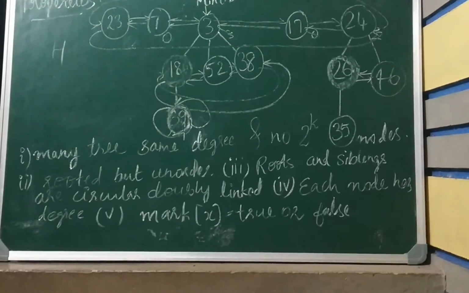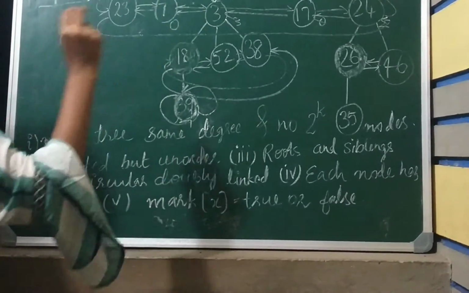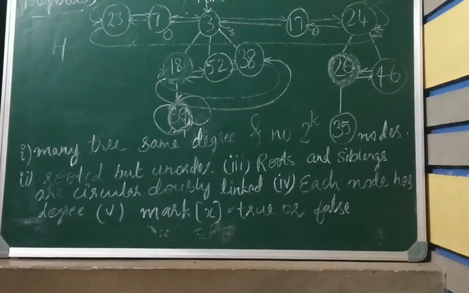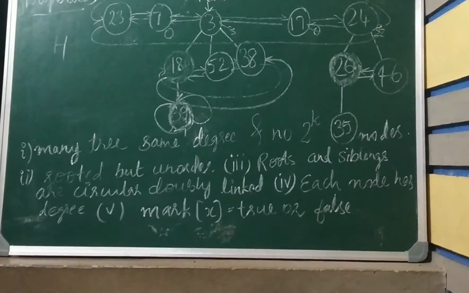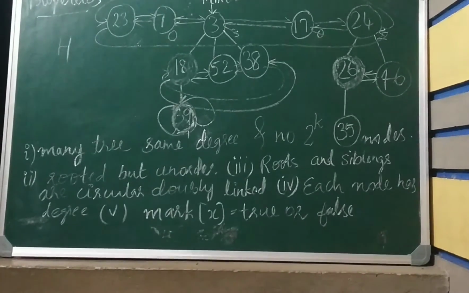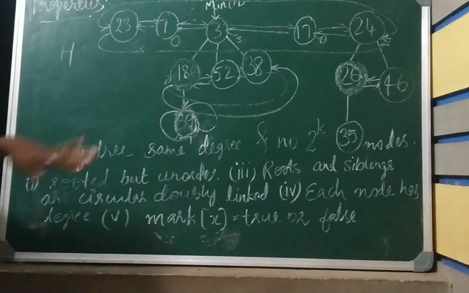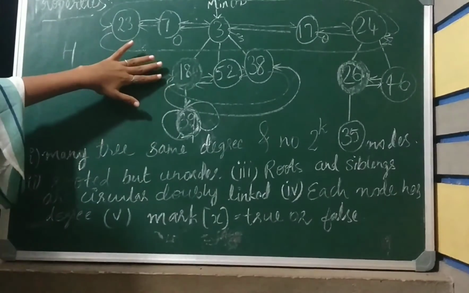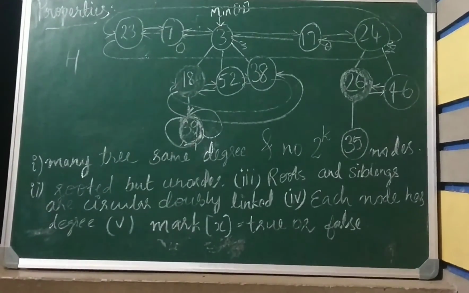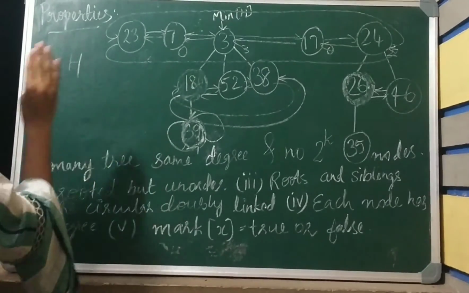Next comes each node has degree. Each node in a Fibonacci heap has a degree. The degree will be equal to number of children it has. And fifth property is mark x equal to true or false. Here I have said that there are marked nodes and unmarked nodes. Marked nodes will always be true and unmarked nodes will always be false. And when we create a new node, then it will be unmarked.